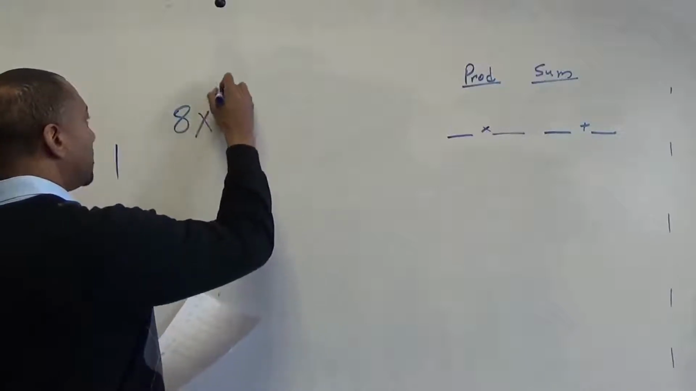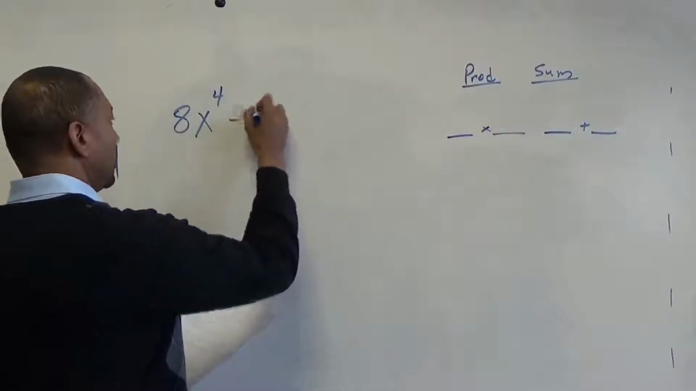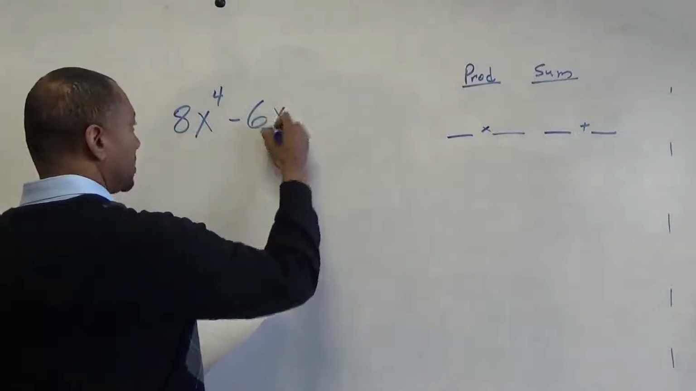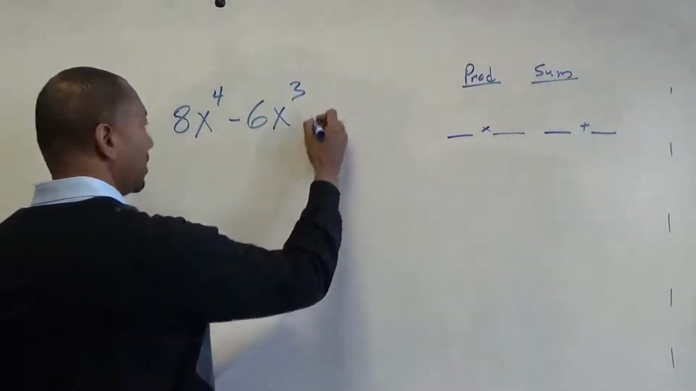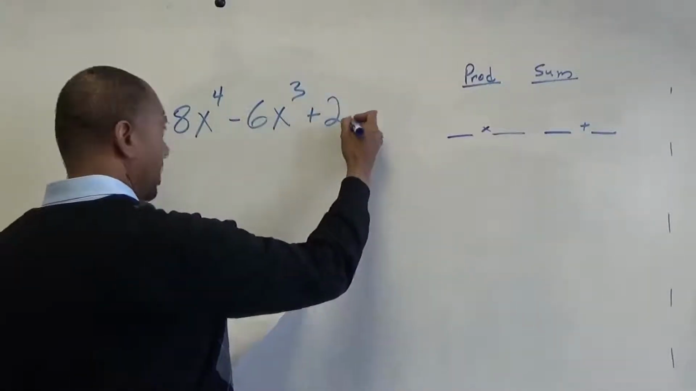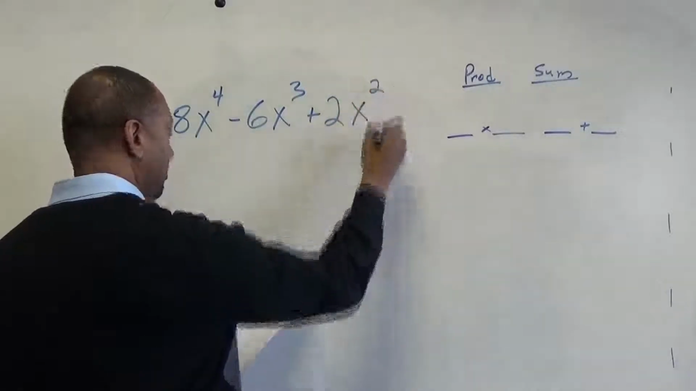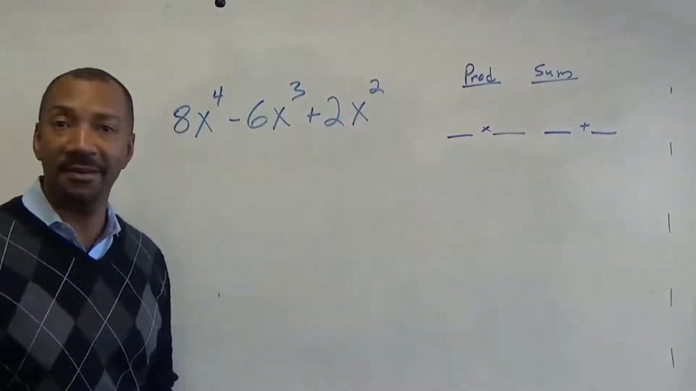8x to the 4th minus 6x cubed plus 2x squared.